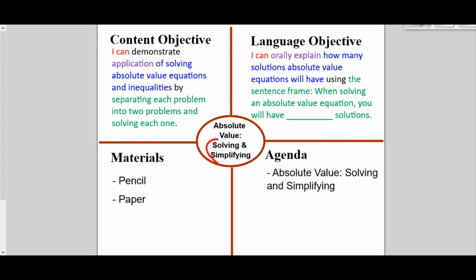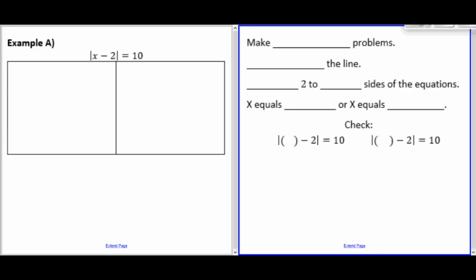In this lesson, I'm going to go over solving and simplifying absolute value equations. Our language objective will be able to explain how many solutions an absolute value equation has. So for the first example, example A, we have the absolute value of x minus 2 equals 10.